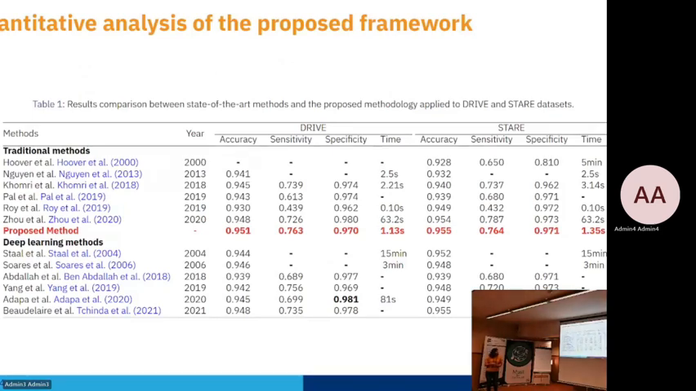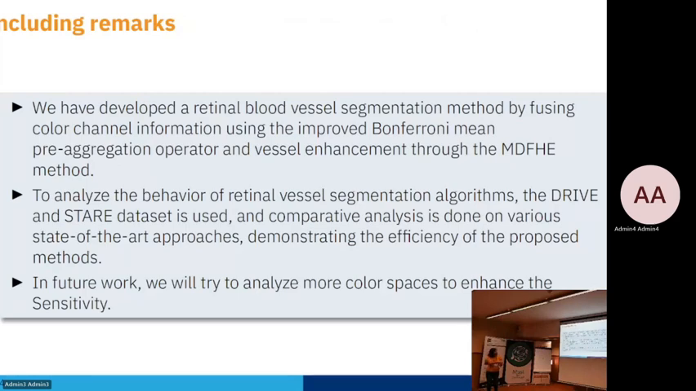So in conclusion, we have developed a segmentation algorithm for extracting blood vessels from fundus images using an interrelationship Hamacher aggregation operator. We have also enhanced the small vessels using a modified dynamic fuzzy histogram equalization technique. We have seen the performance of the model using the DRIVE and STARE datasets, and it shows that qualitatively and quantitatively, the model performance is better compared to the state-of-the-art methods.